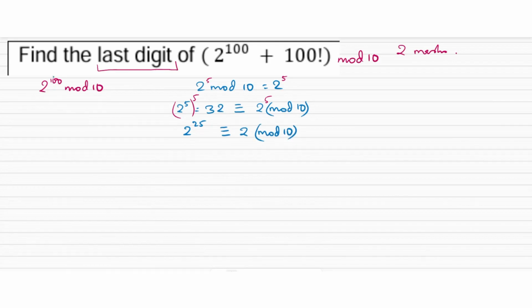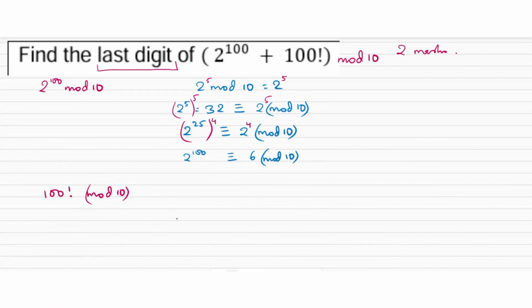Remember, I need to reach 100. So now I can increase the power on both sides by 4, because 25 times 4 is 100. So that gives me 2 to the power 100 is congruent to 2 to the power 4, that's 16 mod 10, is basically 6 mod 10, right? And for the last one, where we have to do 100 factorial mod 10.